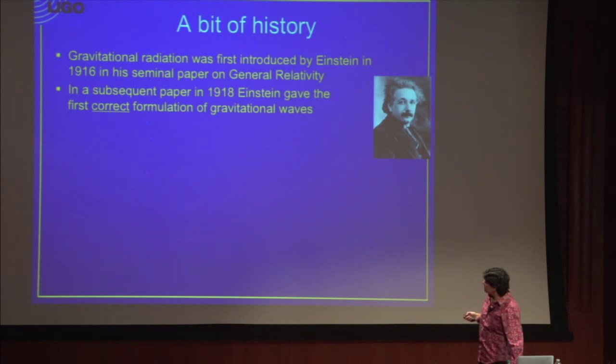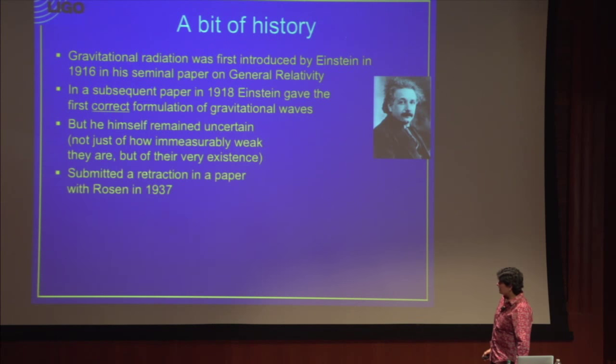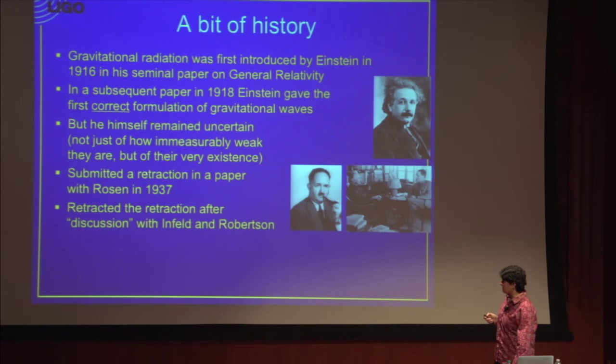Okay? Then he himself really remained very uncertain. I mean, not just of how immeasurably weak the effect was, but also of their very existence. And then he submitted actually a retraction paper in a paper with Rosen in 1937. And this is the same Rosen of EPR. So somebody asked earlier, how was Einstein dividing up his time? So even as he was thinking about EPR with Rosen, they were also working on gravitational things. Now, he retracted the retraction.